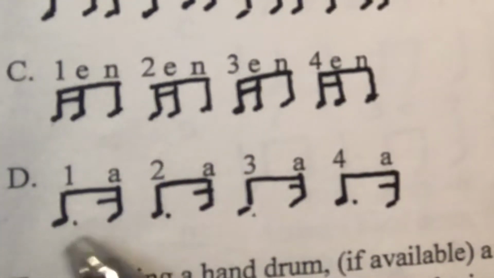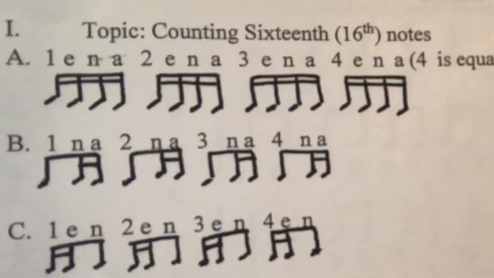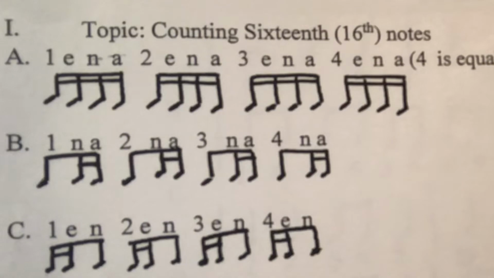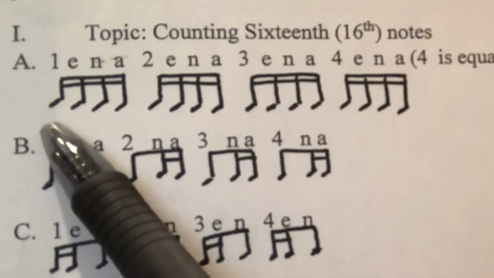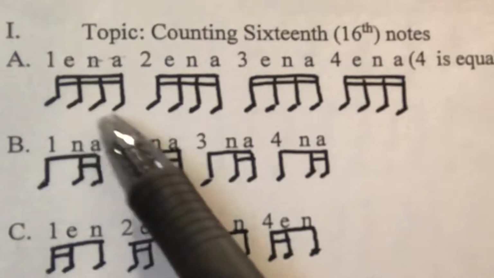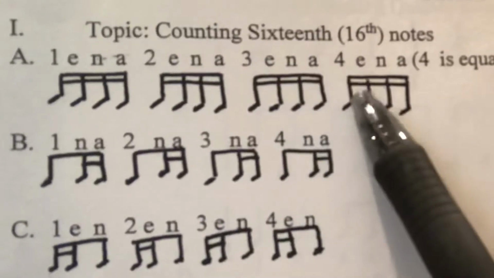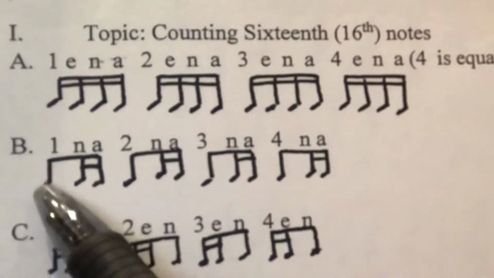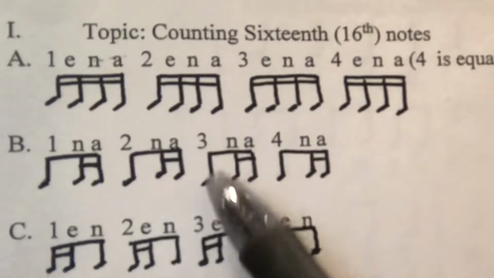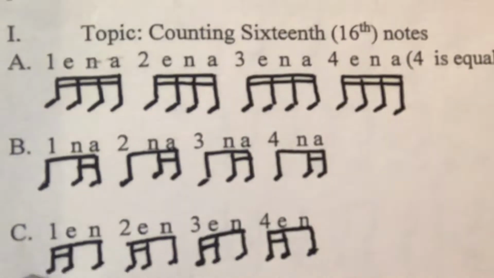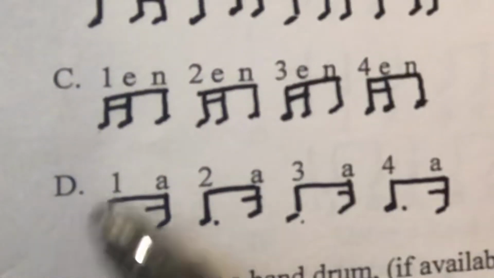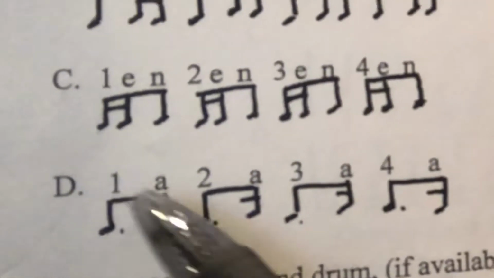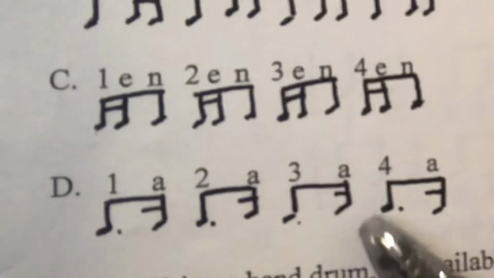Let's try that again. Count it with me. 1, a 2, a 3, a 4, a. So all together, just to review, on the top line for letter A, we have 1 E and a, 2 E and a, 3 E and a, 4 E and a. Letter B, we have 1 and a, 2 and a, 3 and a, 4 and a. C, we have 1 E and, 2 E and, 3 E and, 4 E and. D, we have 1, a 2, a 3, a 4, a.